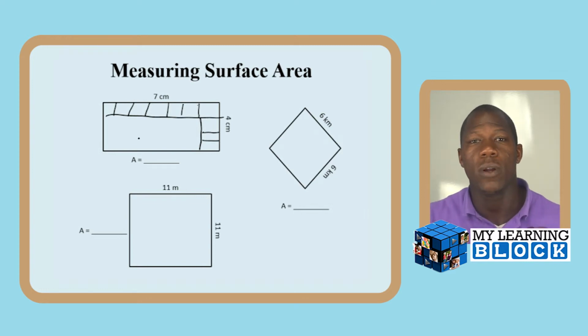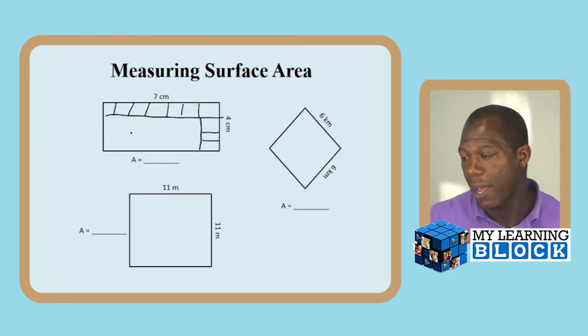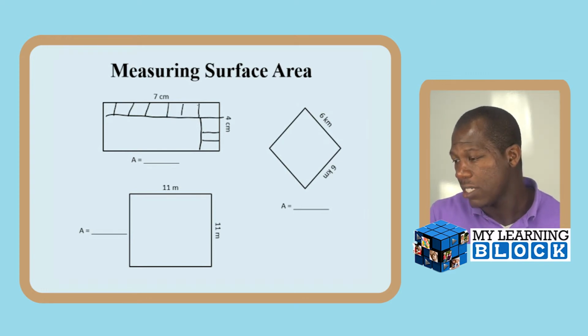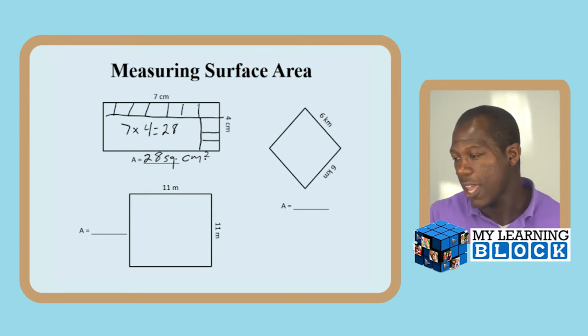And if they need to early on, allow them the opportunity to draw those squares. 4 squares, 7 squares, draw that array to kind of help them out. And then they'll kind of start getting the hang of it. So 7 centimeters times 4, 7 by 4, I know the 7s, 28. So the area will be 28 square centimeters. Or you can do centimeters squared. Either way it works, okay?